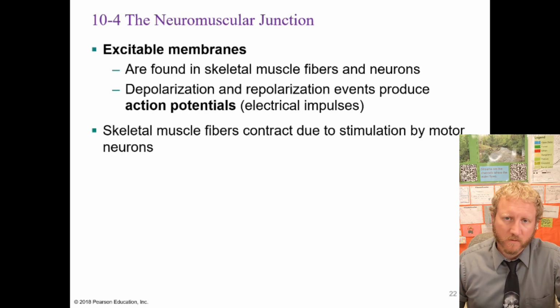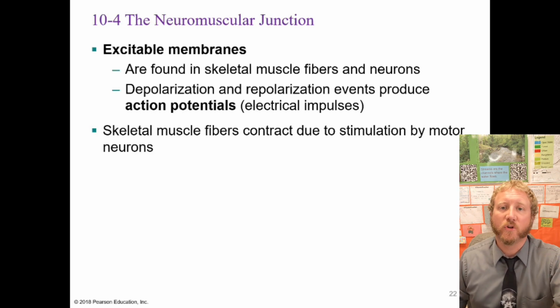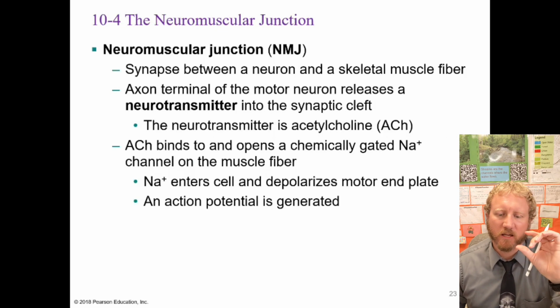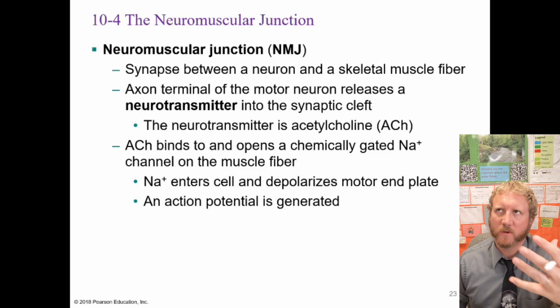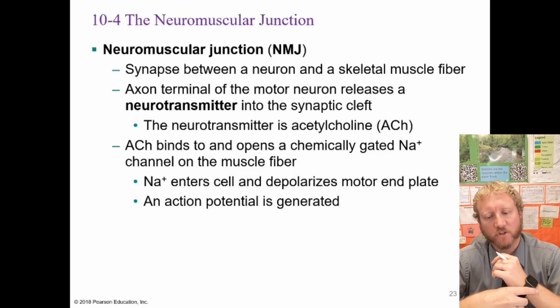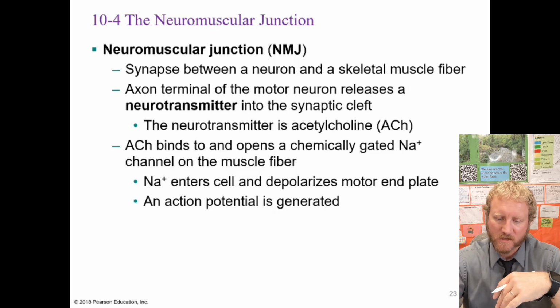Skeletal muscles, the ones that we've been talking about, contract because they're being stimulated by motor neurons, okay? And where the neuron meets the muscle, that's known as the neuromuscular junction. A synapse, we'll talk about those a lot more when we get into the nervous system. A synapse is just where two different cells meet. So the NMJ, the neuromuscular junction, is the meeting point between the end of a neuron and the beginning of a muscle fiber.